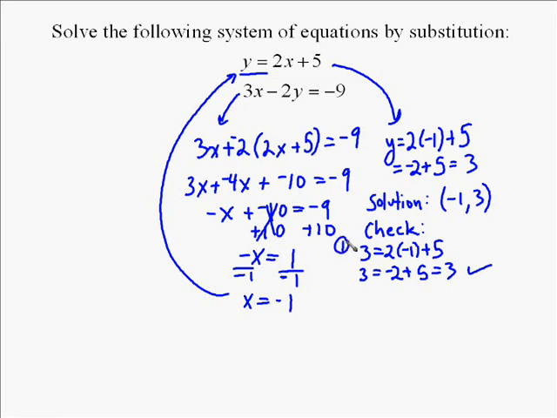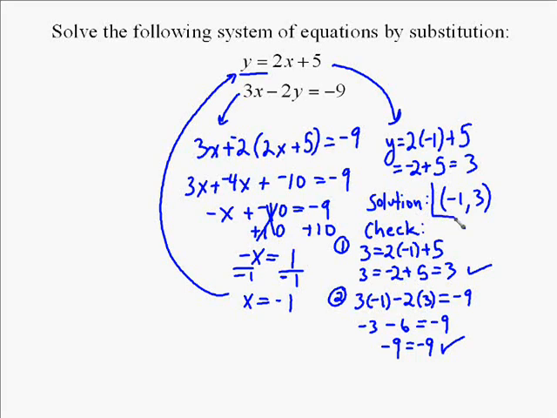Now we go to the second one. We plug in negative 1 for x, so 3 times negative 1 minus 2 times positive 3. And so that gives us negative 3 minus 6, and what negative 3 minus 6 equals is negative 9. So you end up with negative 9 equals negative 9, which is a true equation, thus our solution is true. So our solution is negative 1, 3.